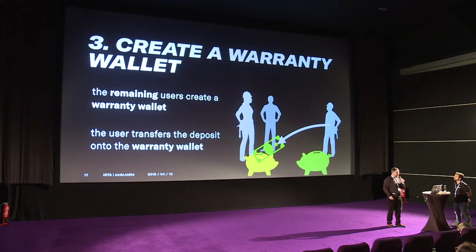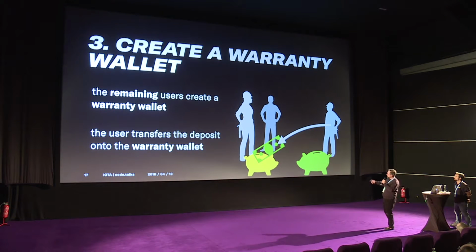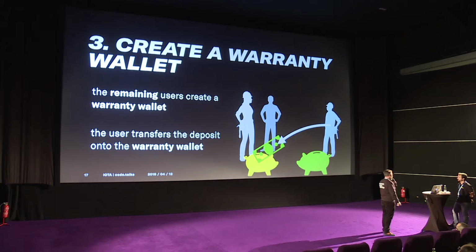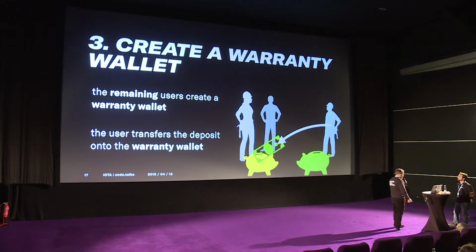The one who wants to use the item is transferring the deposit onto the warranty wallet. This is how we're calling it, actually. We're calling it the warranty wallet because it's a warranty that even if he breaks the tunnel drill machine, we can buy a new one. Or maybe if he steals it or something.